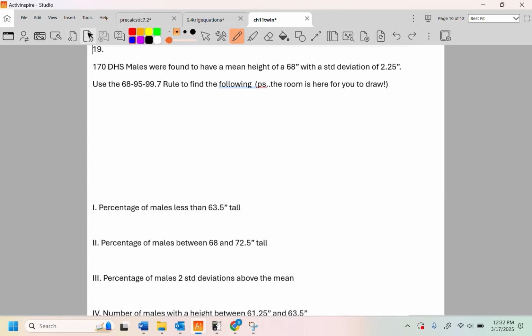All right, 19. 170 DHS males were found to have a mean height of 68 inches with a standard deviation of 2.25 inches. Use the 68, 95, 99.7 rule to find the following. The room is there for you to draw. So, you're expected to memorize this.